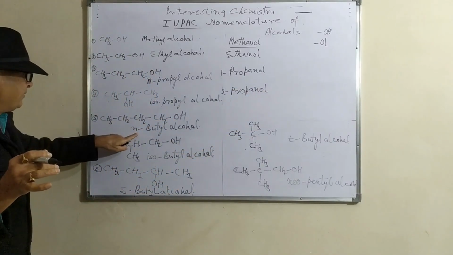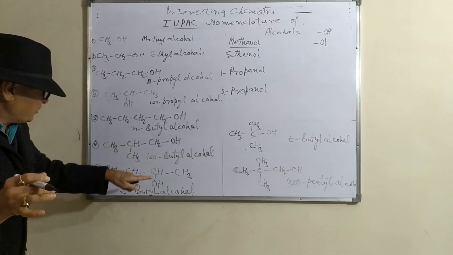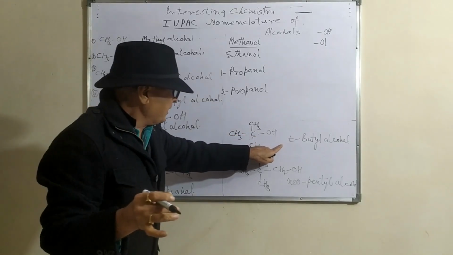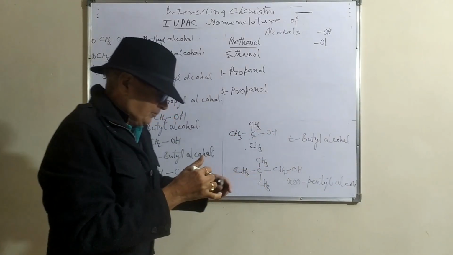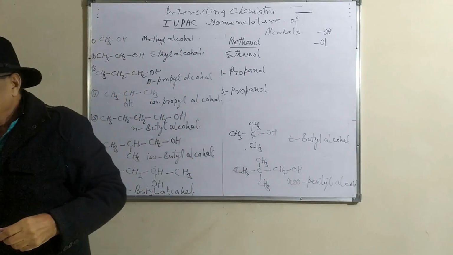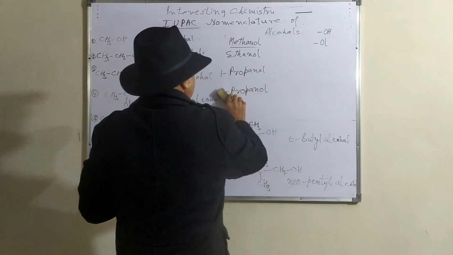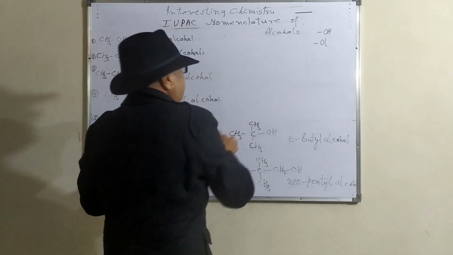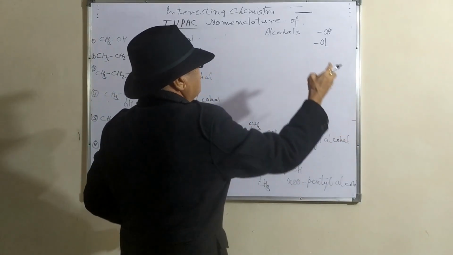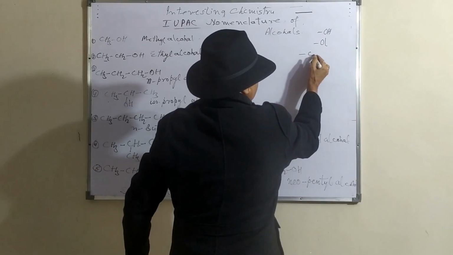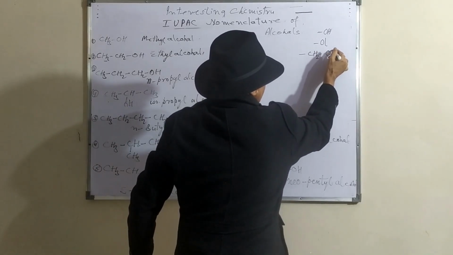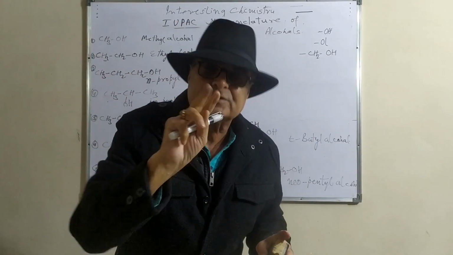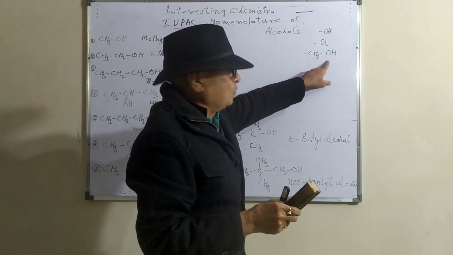Now come to n-butyl alcohol, isobutyl alcohol, secondary butyl alcohol, and tertiary butyl alcohol. First I will tell you the concept of primary, secondary and tertiary alcohols. When the OH group is attached to a carbon that has two hydrogen atoms, then the CH2OH.